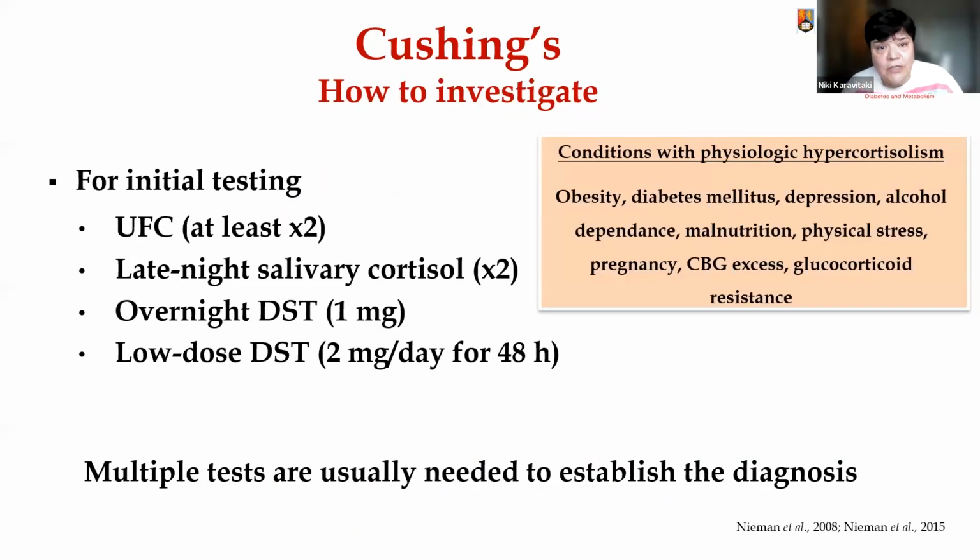The second question: how to investigate? How are we going to prove that a human being has Cushing's syndrome? The first thing we need to consider is that we may have patients who have what we call physiologic hypercortisolism, or in other words, hypercortisolism which is not associated with a tumor.